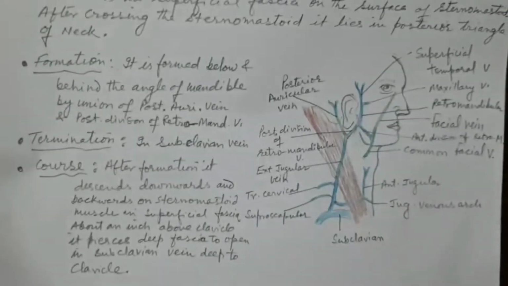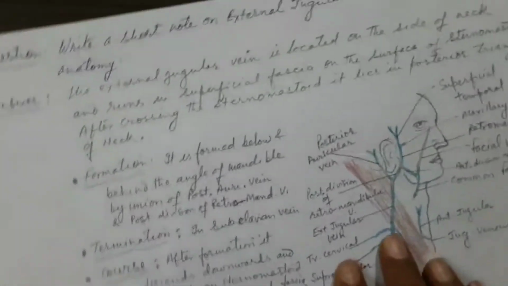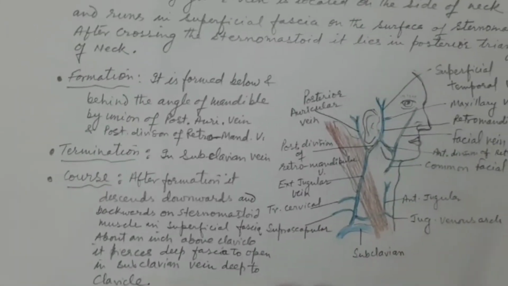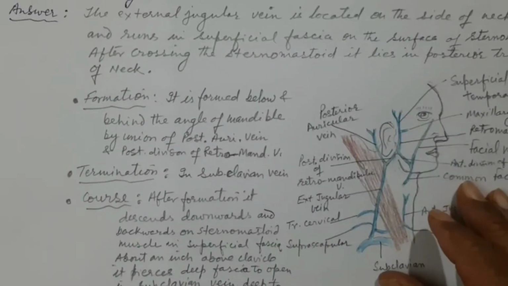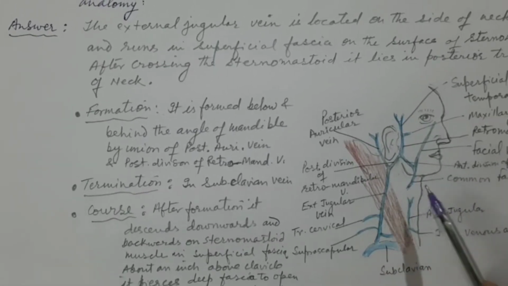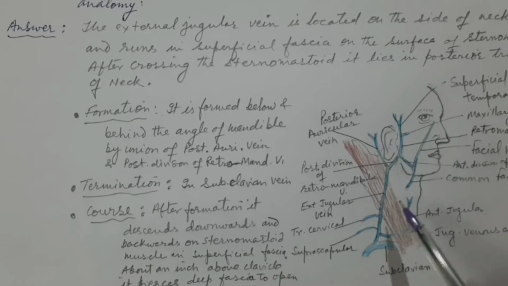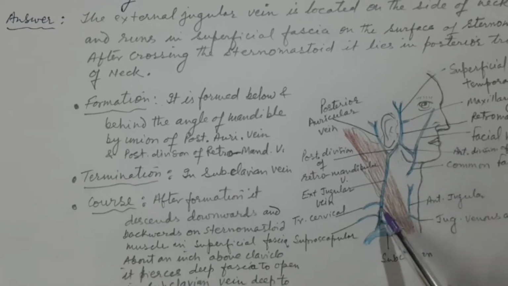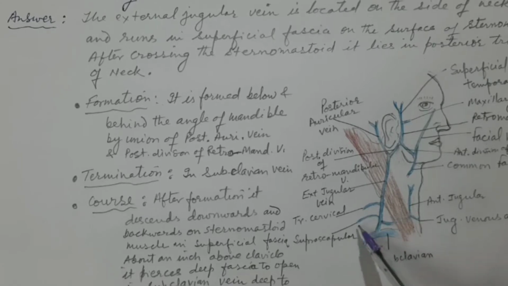Let us come to the tributaries. What are the tributaries? See this, in this diagram I will show you the tributaries which are pouring blood into the external jugular vein. These tributaries are the transverse cervical vein, see this transverse cervical vein, and then the supraclavicular vein. Both will pour their blood into the external jugular vein in the posterior triangle.